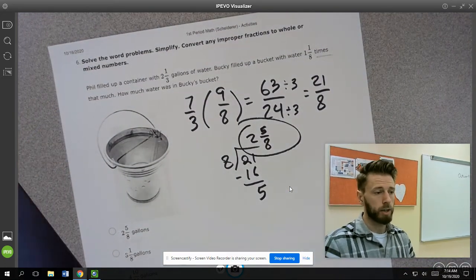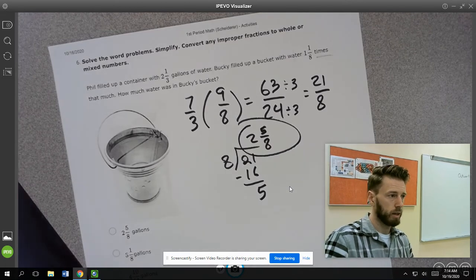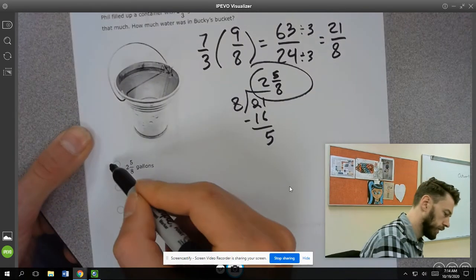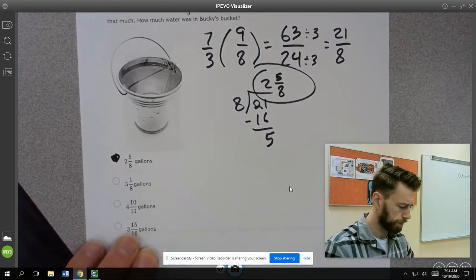And then since this is an improper fraction, we've got to divide it to figure out what it will be as a mixed number, which would be 2 and 5/8, which we already decided it needs to be more than Phil's, and that looks like it's more than Phil's. And it's the answer we got here. So let's go with 2 and 5/8. That's a reasonable answer.